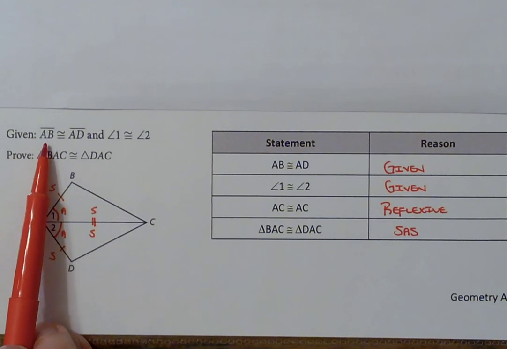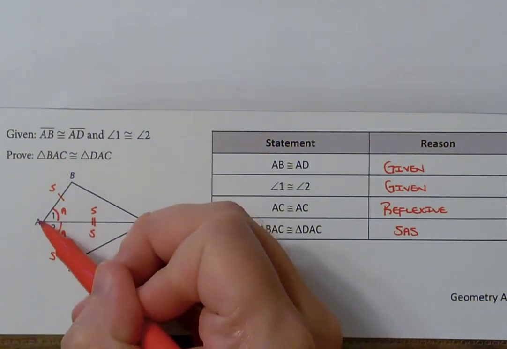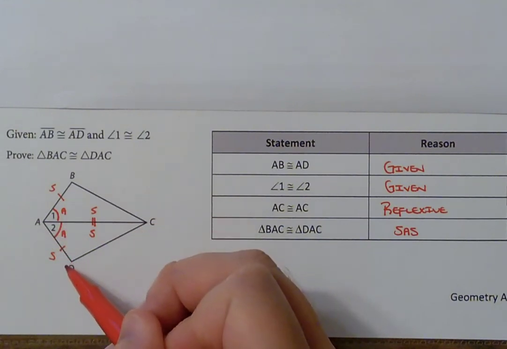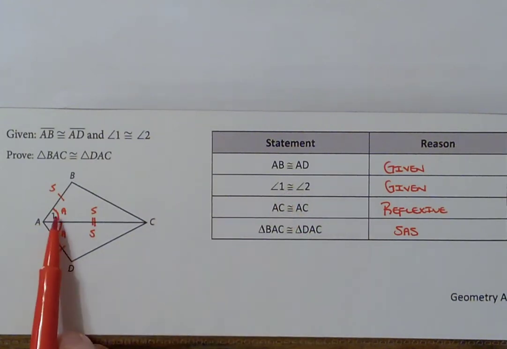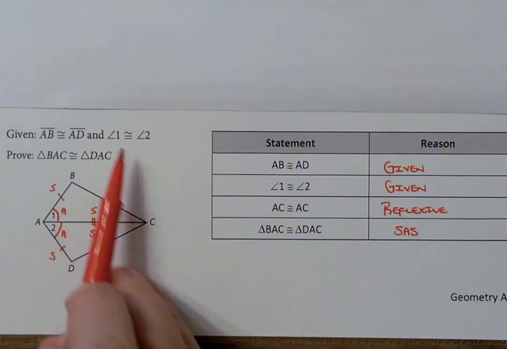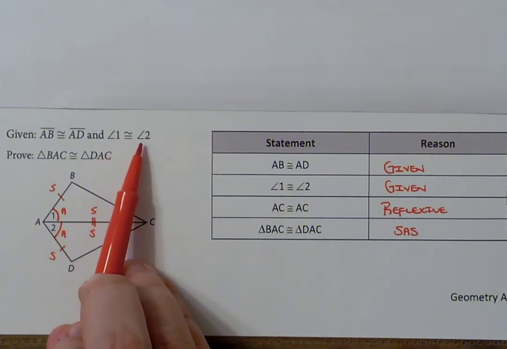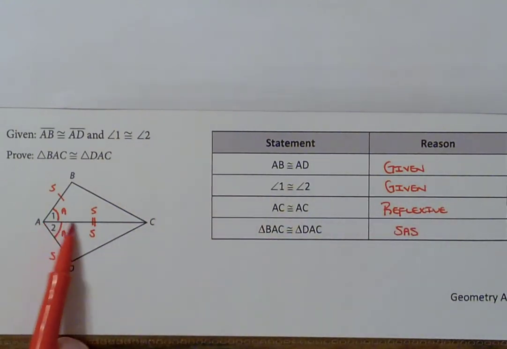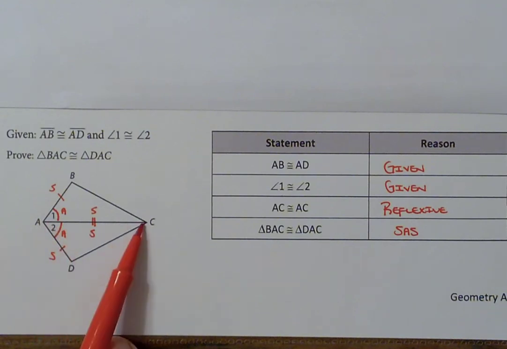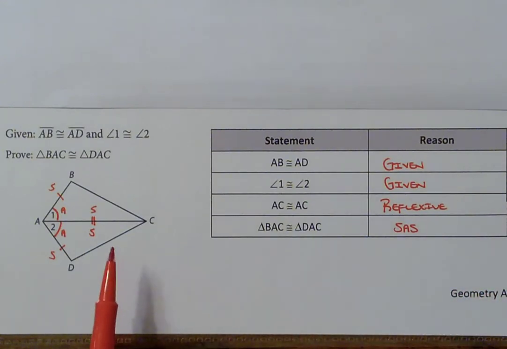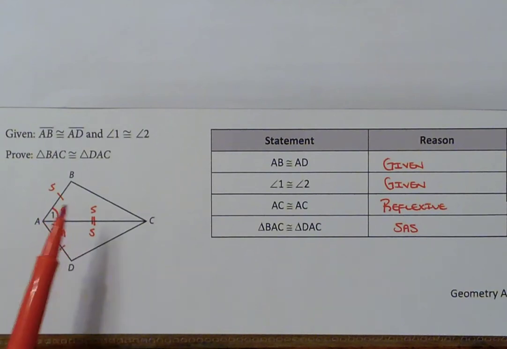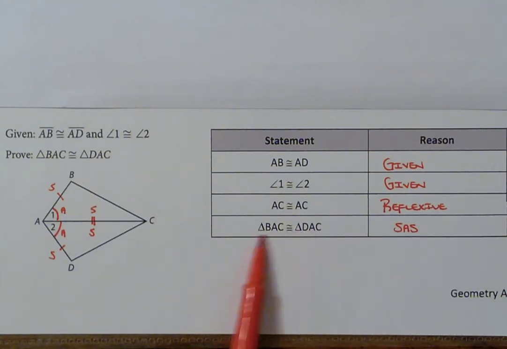So I'm given AB is congruent to AD, so that means I know this segment is congruent to this one because they told me. Then it wants to know, how do I know angle 1 is congruent to angle 2? It's because they gave that information to me, so that's given. And then how do I know that AC is congruent to itself? AC congruent to AC. Well, I know something is congruent to itself based off the reflexive property. So I now have my side, angle, side. So I can say these two triangles are congruent to each other based off SAS.